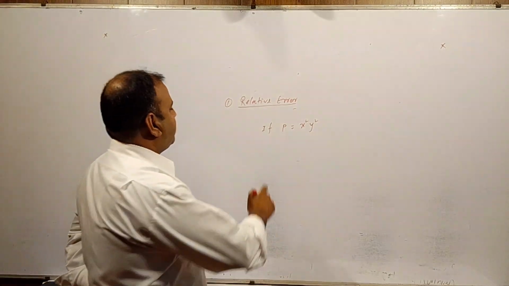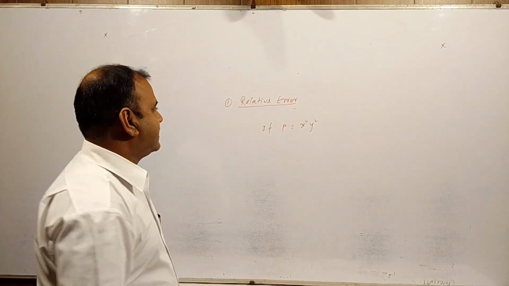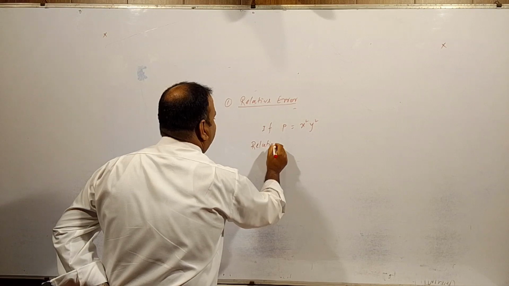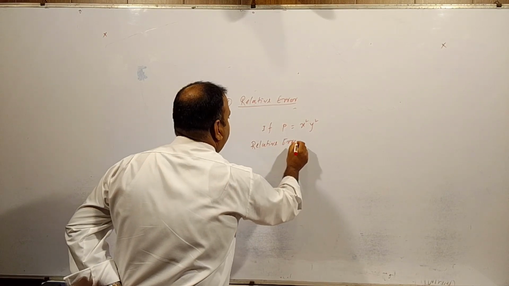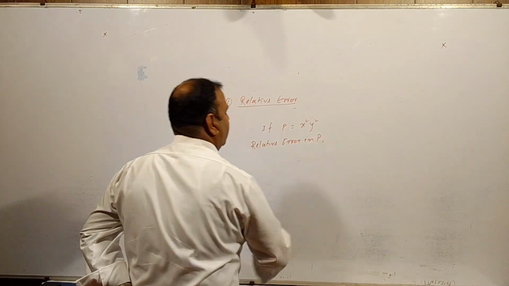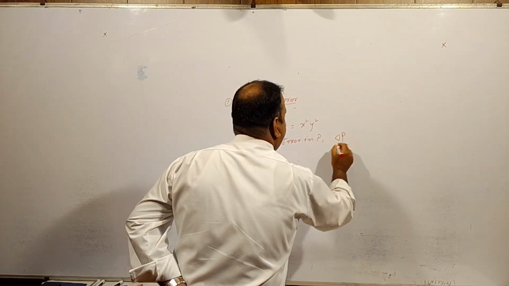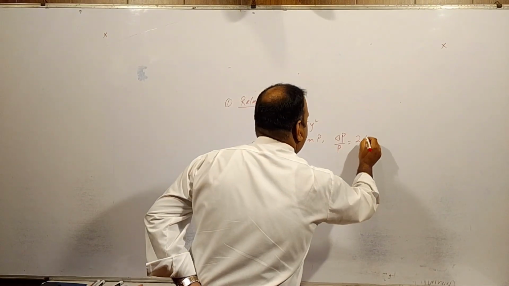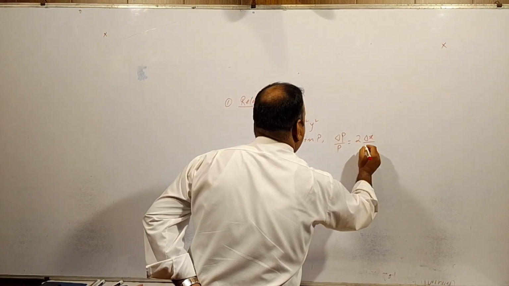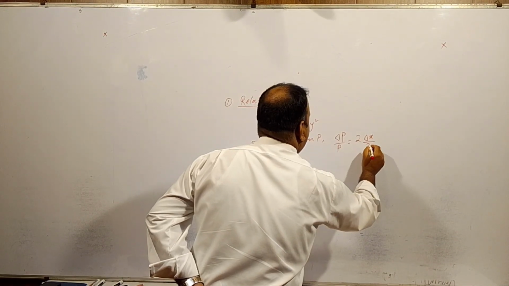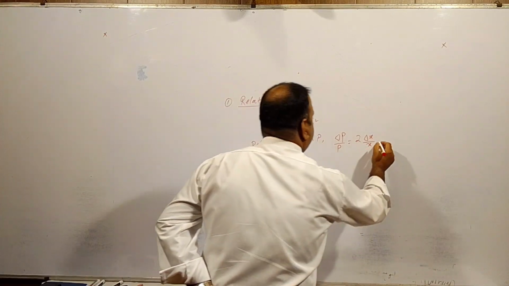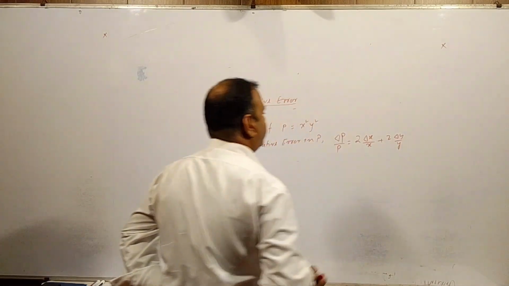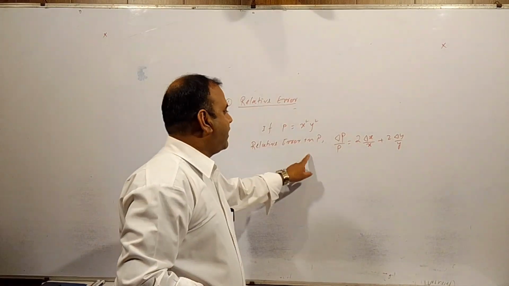So you remember p is equal to x square y square, it is given. So the relative error in p, delta p divided by p, is equal to 2 delta x divided by x plus 2 delta y by y. So this is called relative error.